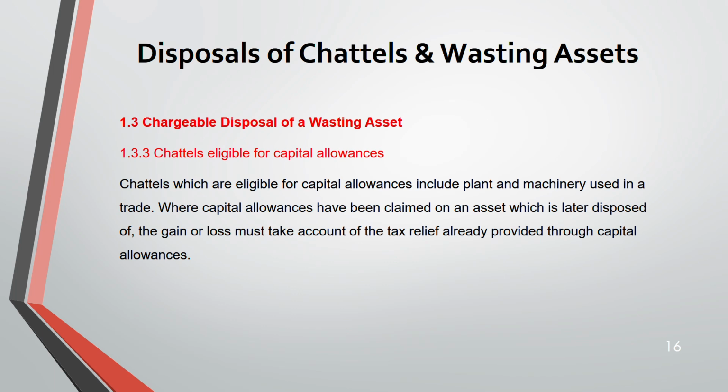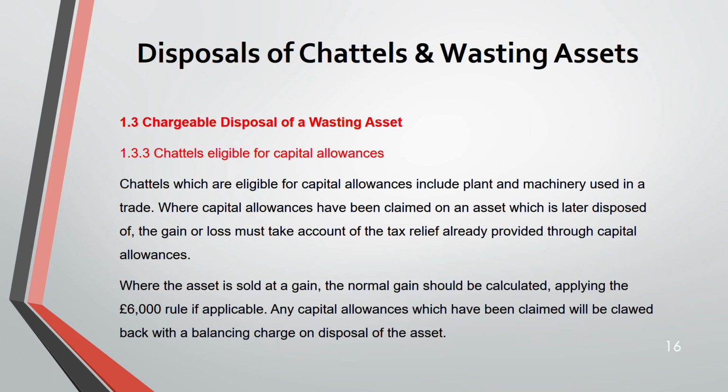So this is where your capital allowance has been claimed. By the way, I have covered the capital allowance lecture in lecture 7, the full calculation. Please go back and watch it. So capital allowance is where it has been claimed and the asset is later disposed of. Gain and loss must take account of the tax relief already provided through capital allowances. Now, where the asset is sold at a gain, you must calculate the normal gain, applying the 6,000 rule if it is applicable.